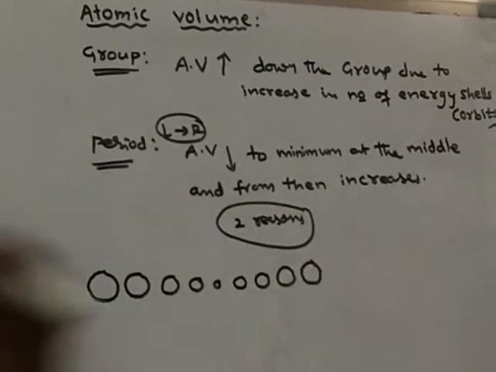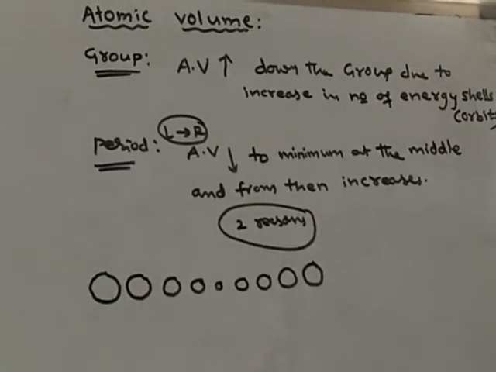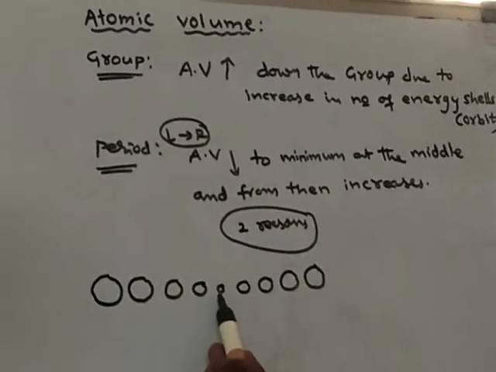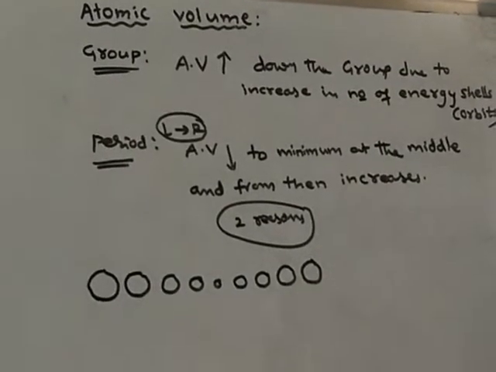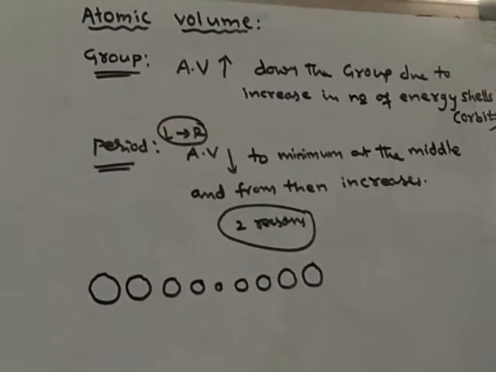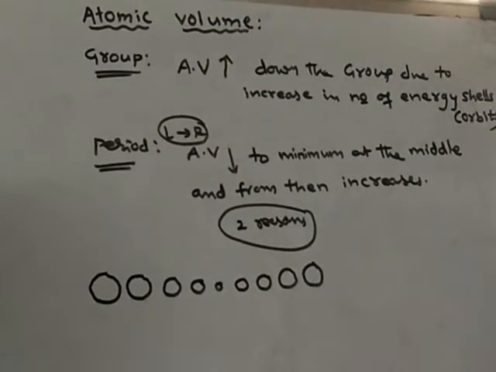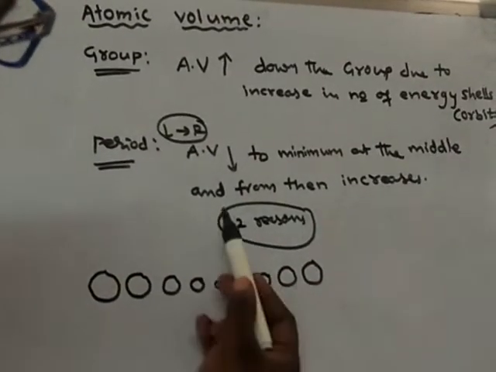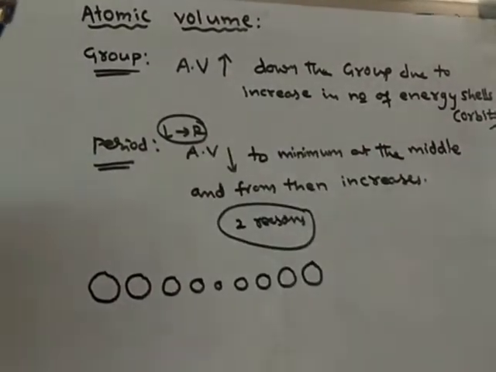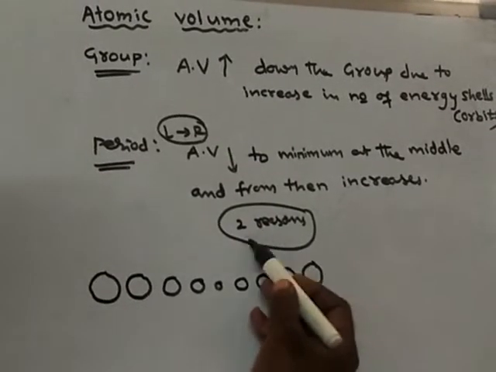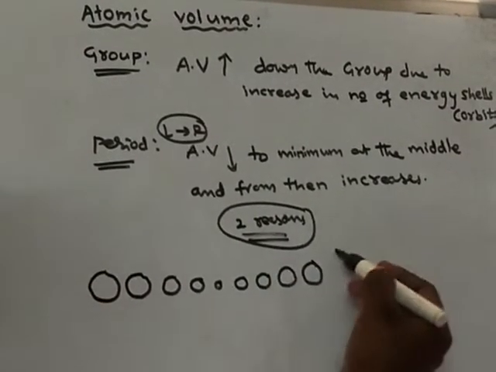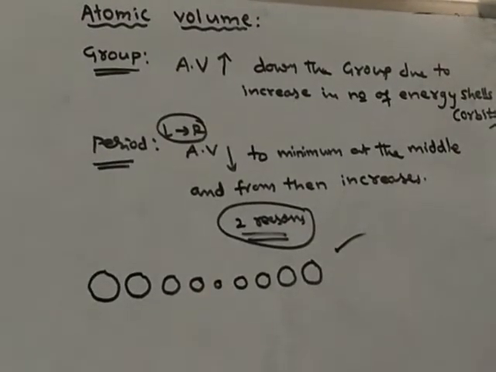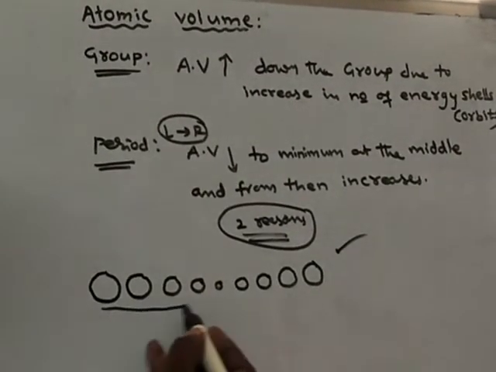So like this. Initially atomic volume decreases, reaches a minimum value, and finally it again increases. So in this way atomic volume varies. Atomic volume decreases to a minimum at the middle and from there it increases. There are two reasons for such behavior. From here to here atomic volume is decreasing.